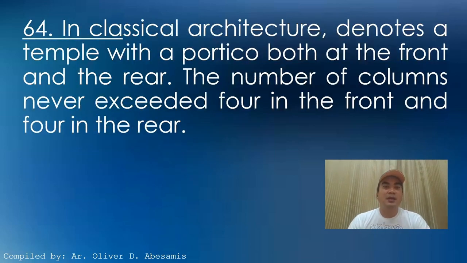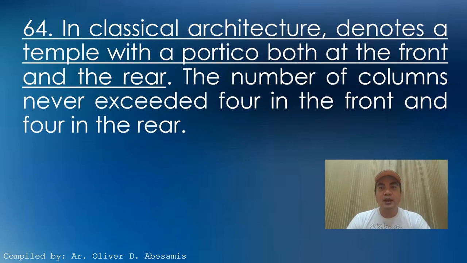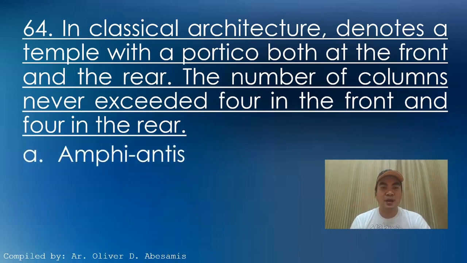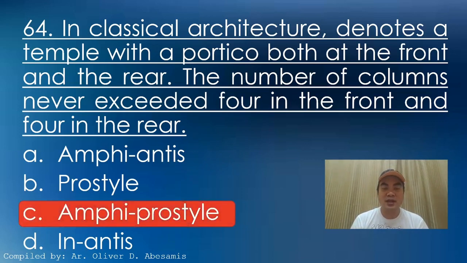64. In classical architecture, denotes a temple with a portico both at the front and the rear. The number of columns never exceeded 4 in the front and 4 in the rear. A. Amphiantis. B. Prostyle. C. Amphiprostyle. D. In antis. Answer. C. Amphiprostyle.